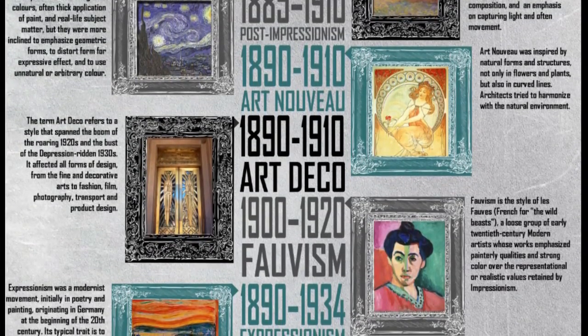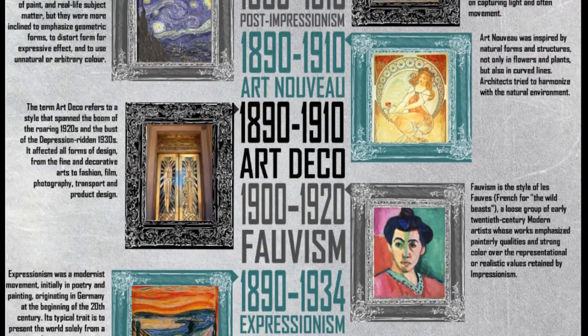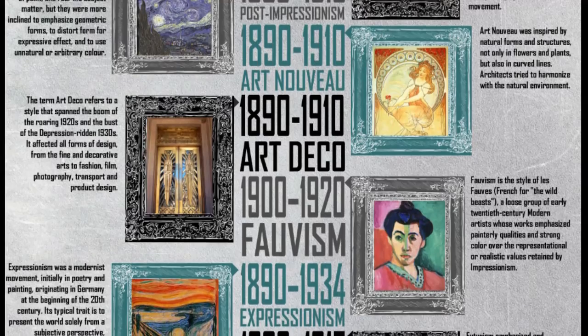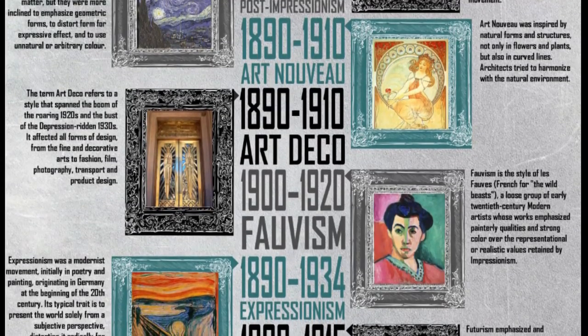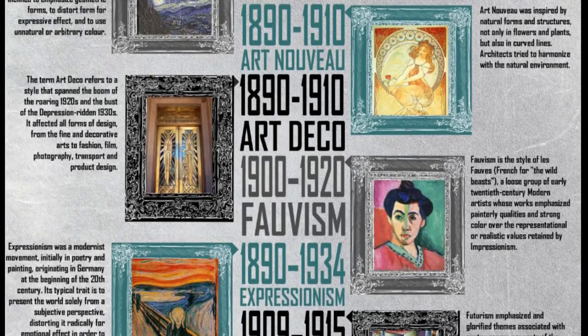From 1890 to 1910, we saw Art Nouveau. Art Nouveau was inspired by natural forms and structures, not only in flowers and plants, but also in curved lines. Architecture tried to harmonise with the natural environment.